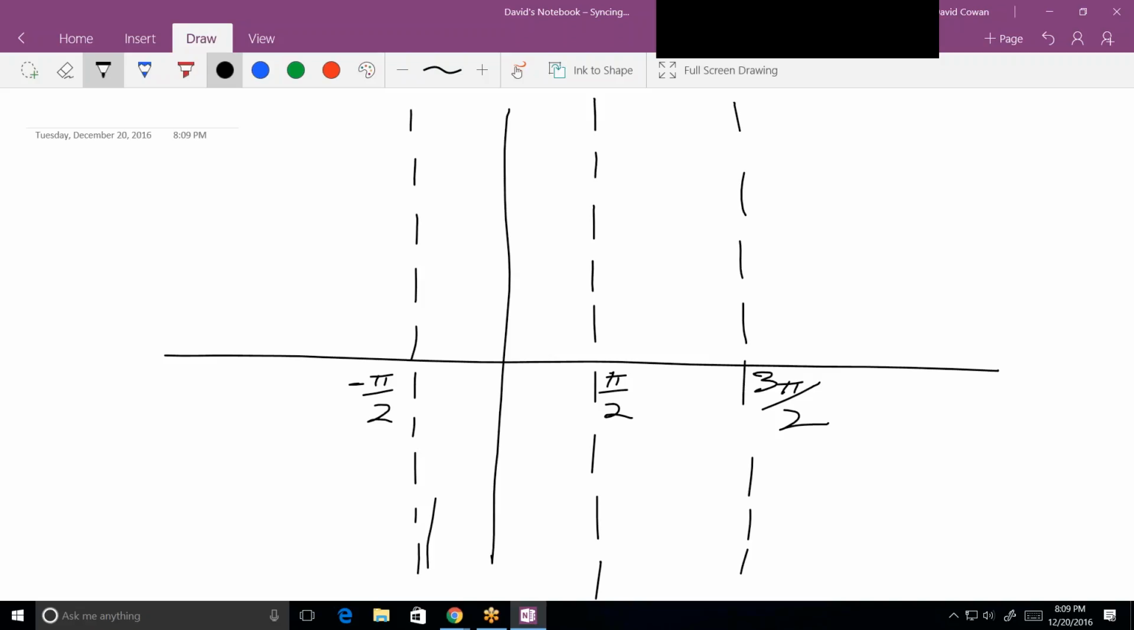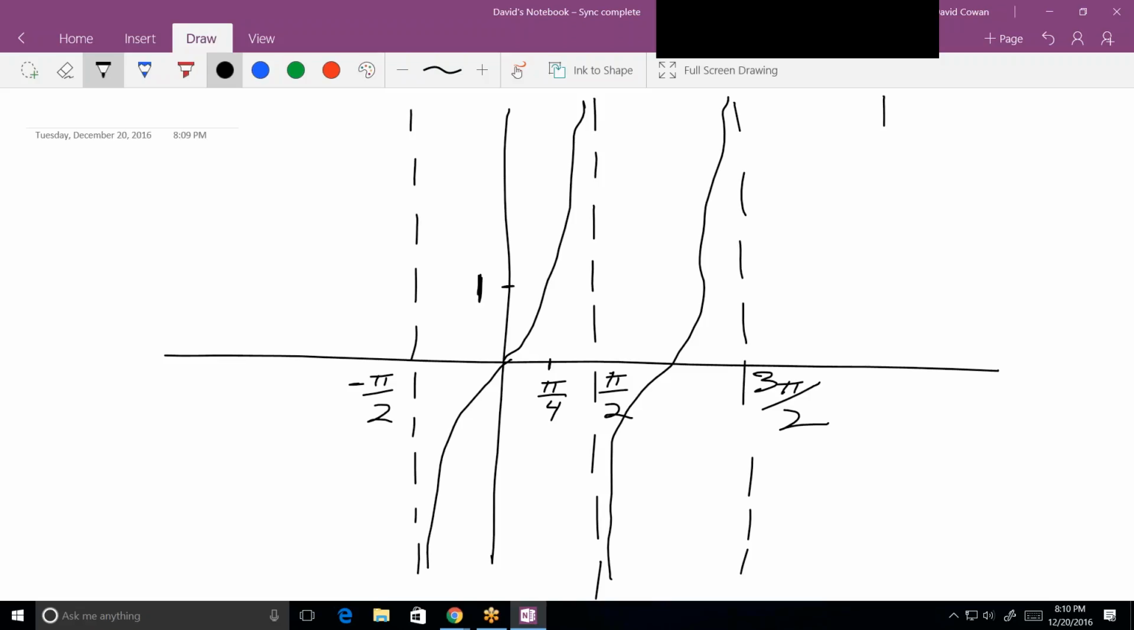It's always increasing, goes through 0 at 0, and goes up to positive infinity. And we know one point on the curve, which is 1, since the tangent of 45 degrees is 1. 45 degrees is pi over 4. So this tangent curve repeats every pi, making its period pi, not 2 pi.